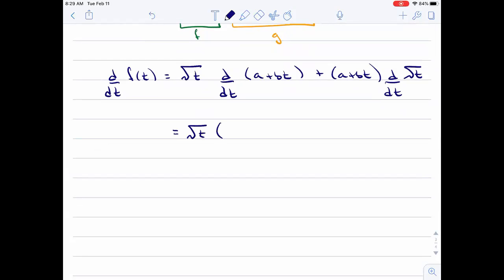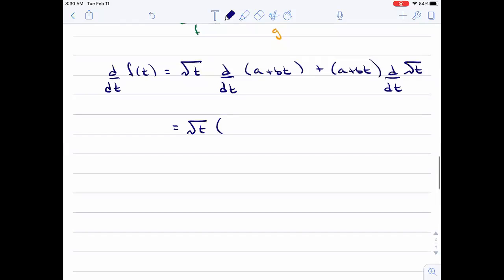The derivative with respect to t of a plus b times t, this is essentially a polynomial, right? And so what we have is just a goes to 0, right? There's no t on a, so it goes to 0. And then b times t, t to the power of 1, bring that 1 down in front, t to the power of 1 minus 1, we get b.